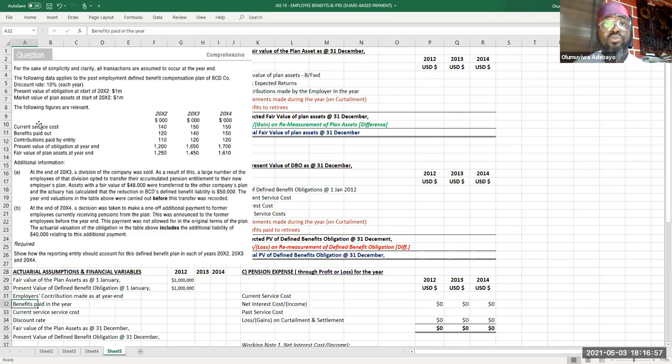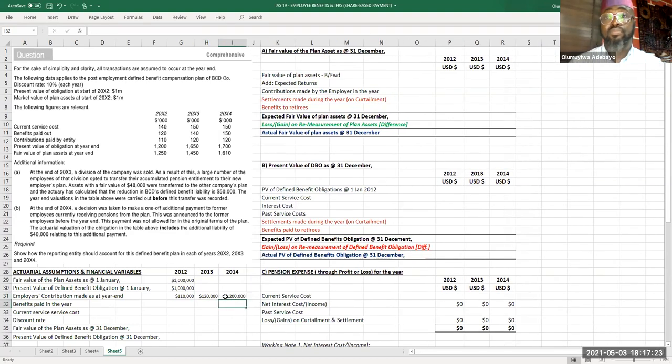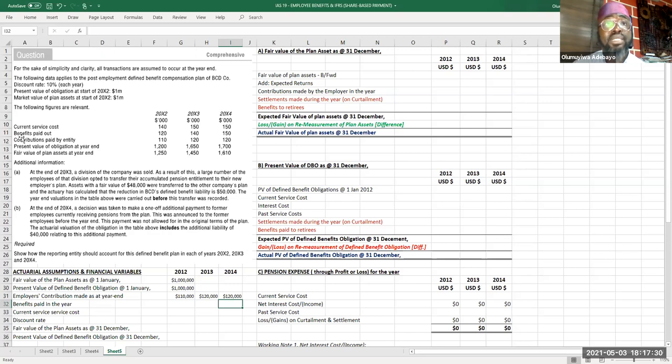The contribution made at the end of the year, as assumed in the question, were 110 in thousands, $120,000 and $120,000. Benefit paid was 120, 140, and 150. Current service cost, 140, 150, and 150.